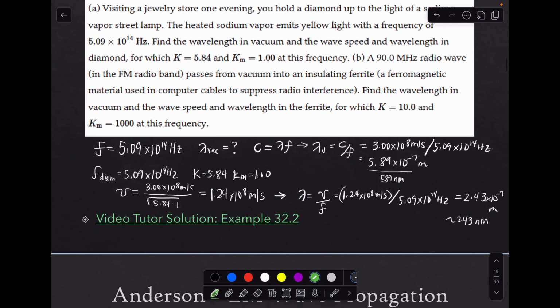So in part B, we're going to do the same thing, except instead of talking about light, we're going to be talking about a radio wave. I'll let you do part B. Same procedure here.